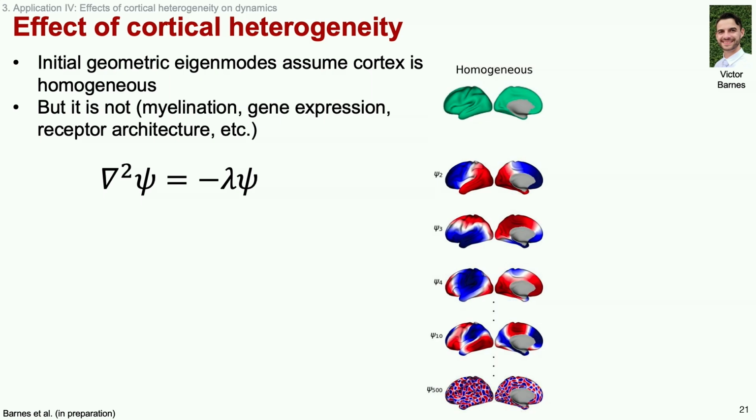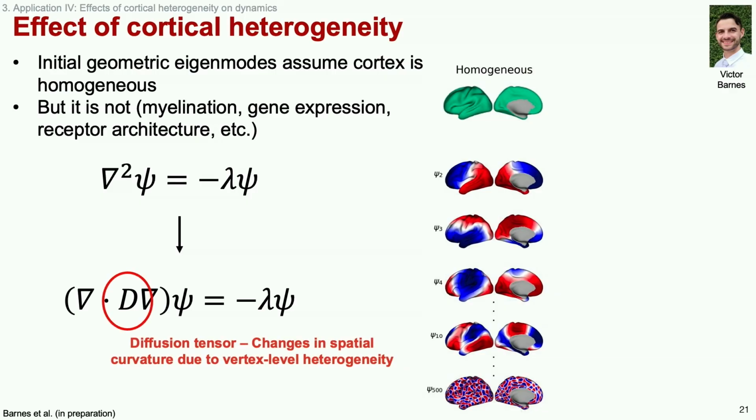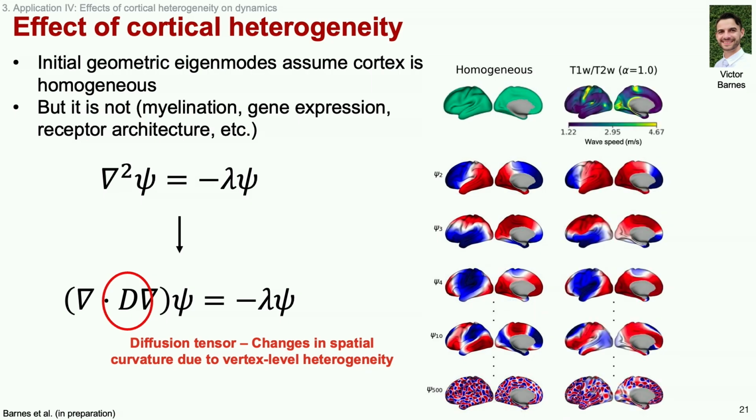And we have a really smart student in the lab, Victor, who thought about how these heterogeneities, such as myelination, could affect the structure of these modes, and how that changes the prediction of brain dynamics. And basically, you can do that by modifying this equation and incorporating this term. It's like a diffusion tensor that dictates how the spatial curvature will be affected by those heterogeneities. What you can do is, say, get a T1/T2 map and incorporate that into the definition of the diffusion tensor. I don't have the time to explain that in this talk, but we can chat later on about how we construct that diffusion tensor.